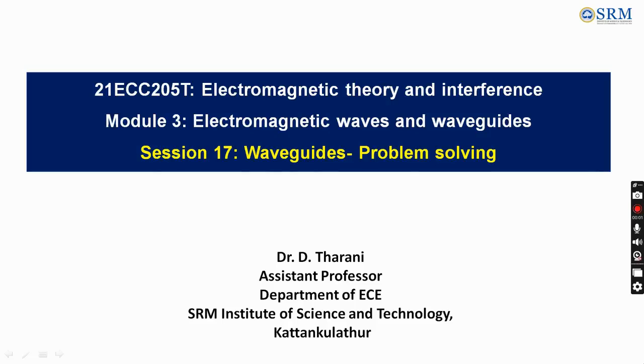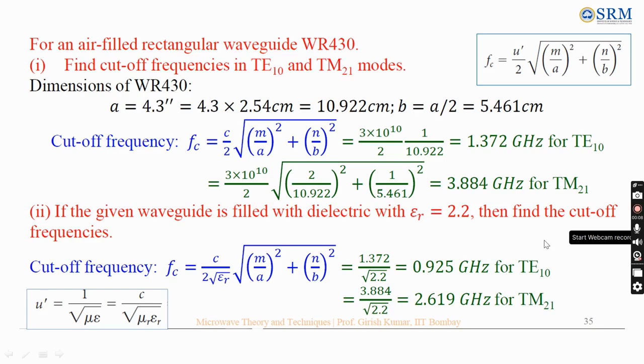Hello everyone, welcome to the course on electromagnetic theory and interference. In this session, we will solve a problem based on rectangular waveguide. So here in the problem, an air-filled rectangular waveguide is given with the specification WR430.